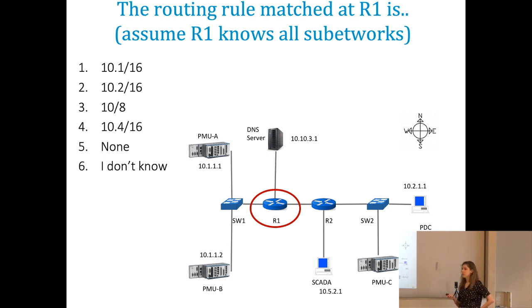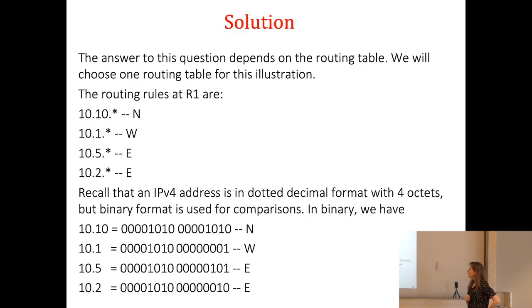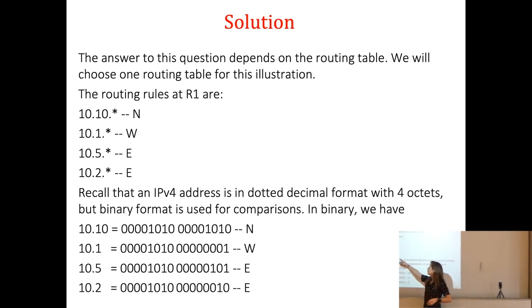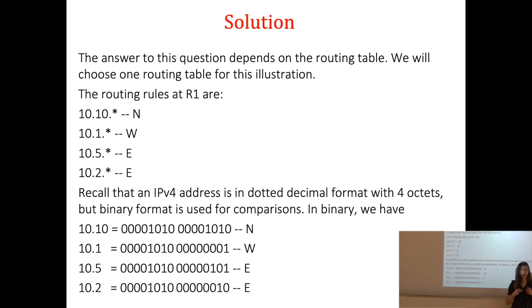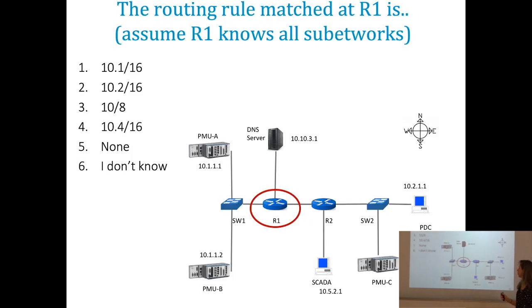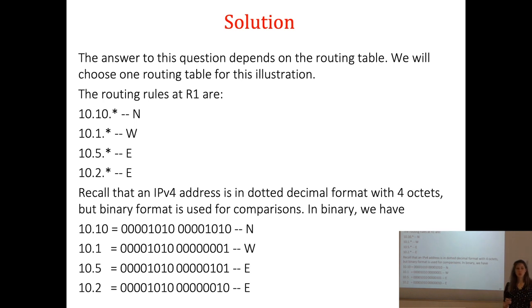In fact, this quite depends on the routing table, which is not displayed here, so it must be quite hard to answer like this. So let's have a look at a possible solution. Let's say that the routing rules at R1 are these here. 10.10 followed by whatever comes next will have to go to the north interface, so this interface. 10.1 will have to go to the west interface, and then 10.5 or 10.2 will both go to the eastern interface.